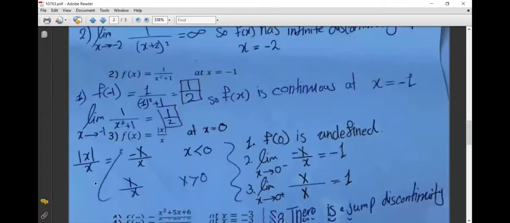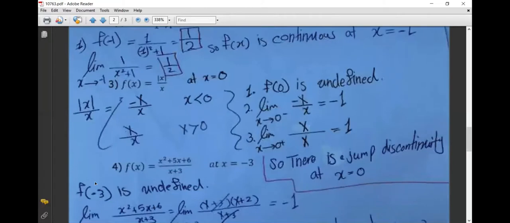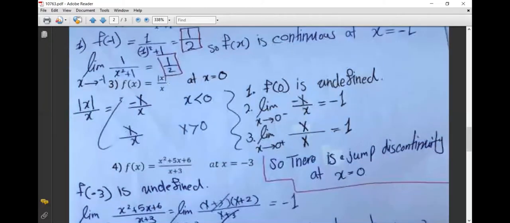Now here you see, the modulus function is given. This number 3, the function is given as mod of x divided by x. In this function, they divide it into two pieces. One piece is at x equal to 0. They will check this function before 0 and after 0. What will be the behavior of the function after 0 and before 0?